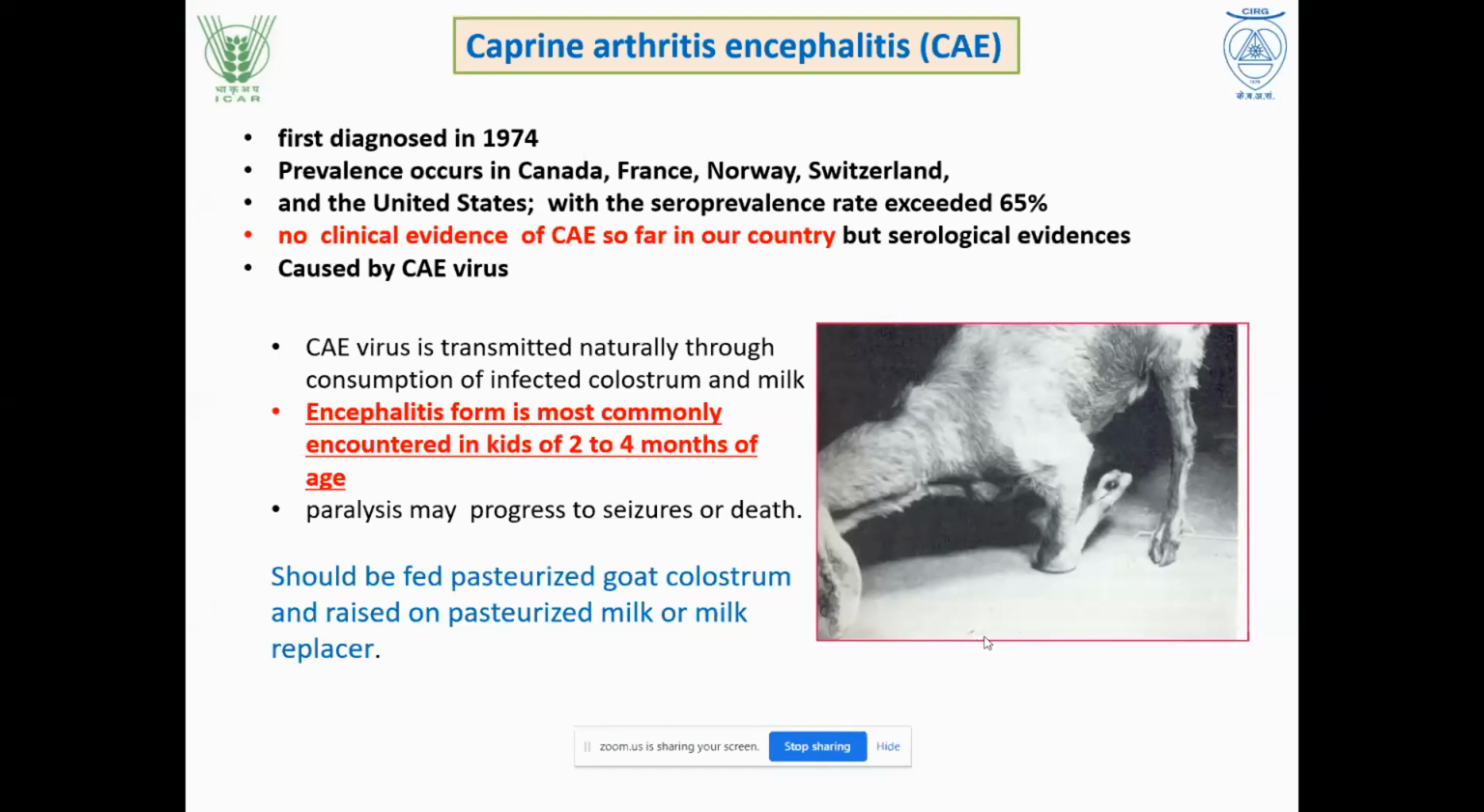In the younger animal, the encephalitis form is common, at 2 to 4 months of age, and there is paralysis that leads to seizures and death. In adult animals, there is neurated mastitis and arthritis. It is a very dangerous disease, because the virus comes in the colostrum, and then the young animal will get the infection. So many approaches are required to avoid colostrum infection of the young animal, by providing pasteurized, heat-treated colostrum, or the animal has to be kept on milk replacer. So this needs a discussion.